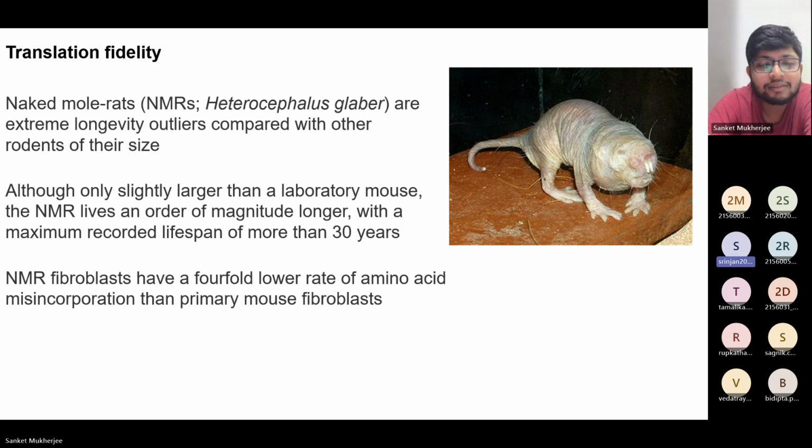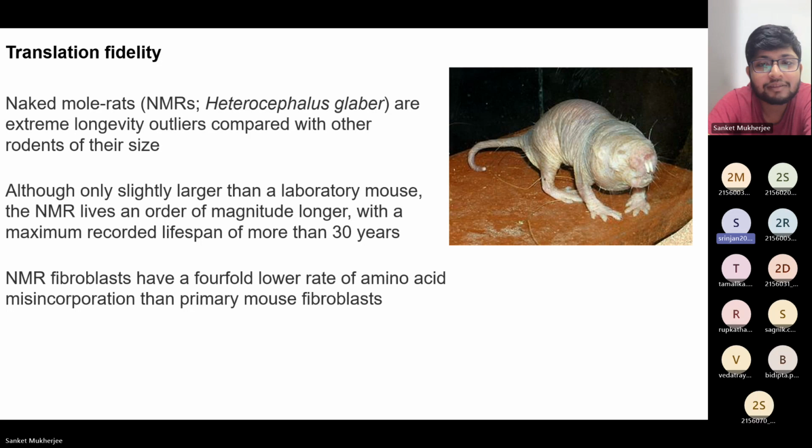That's why they don't undergo cancer on exposure to radioactive particles. That is correct, that's one way of it. We are not going to study that. But anyway, naked mole rats have a recorded lifespan of more than 30 years. So that's like a tenfold increase in lifespan.